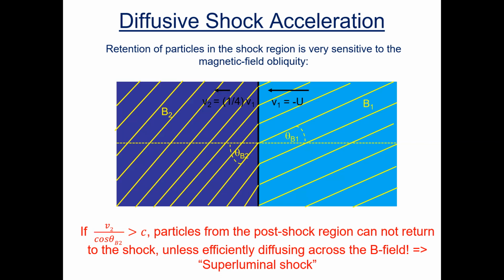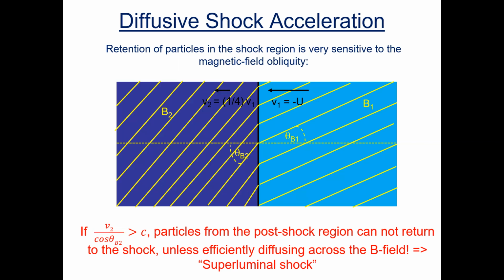And so if the inclination is too large, the particles would have to move faster than the speed of light to actually still catch up with the shock. Then we talk about superluminal shocks. And it's immediately clear that that makes it very difficult to accelerate particles, because once they've crossed the shock, they just get swept away because they're not fast enough to get back.